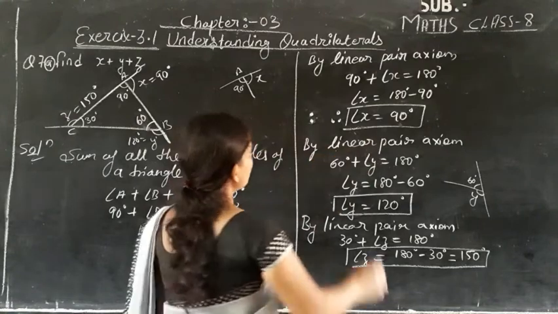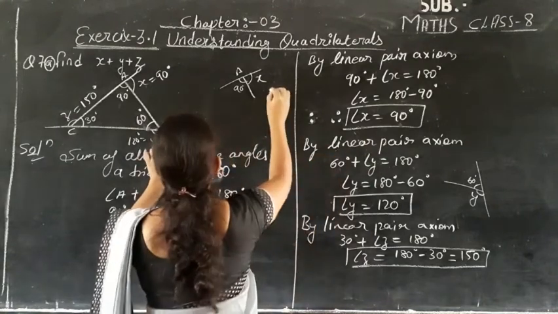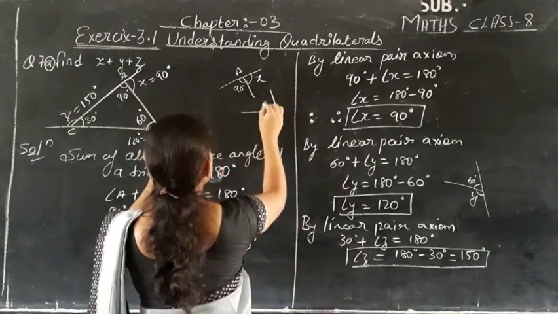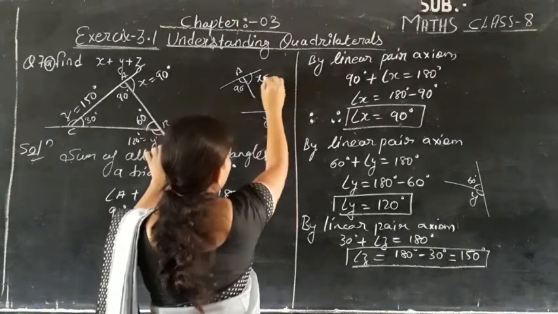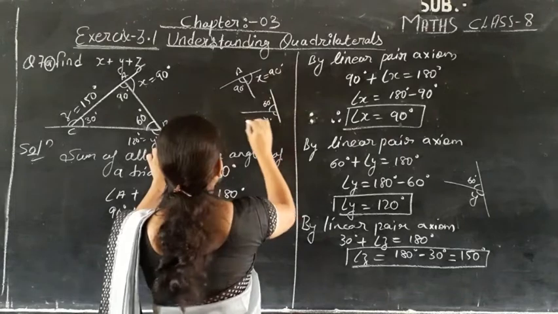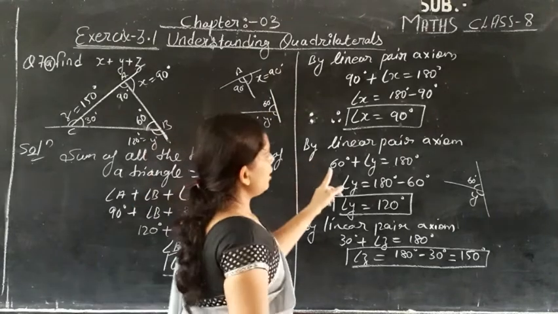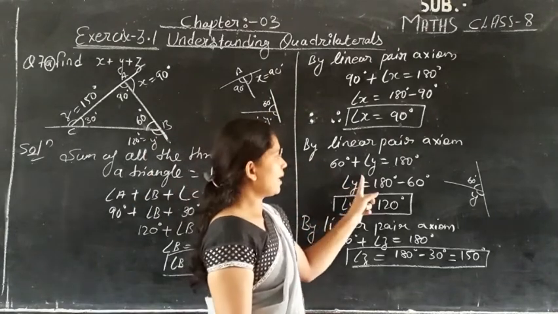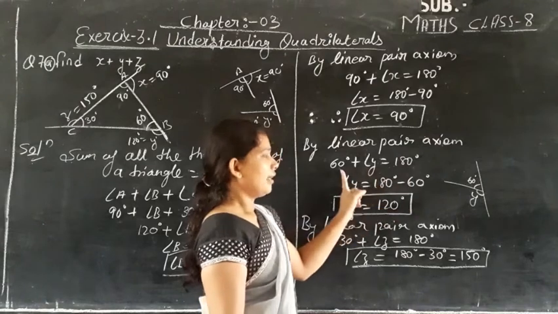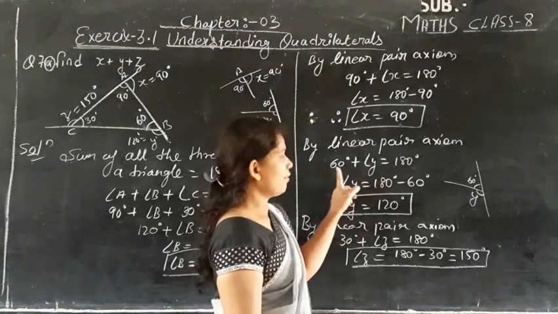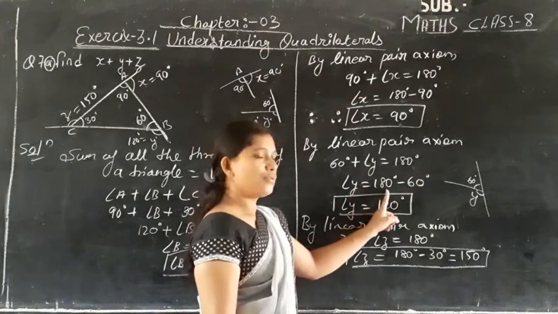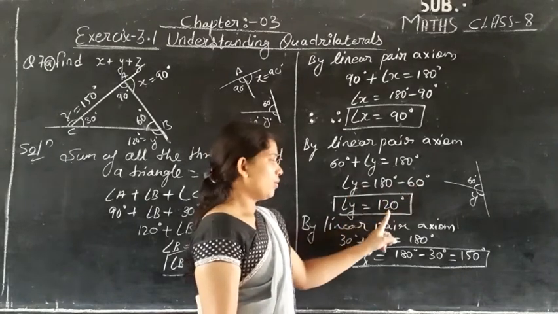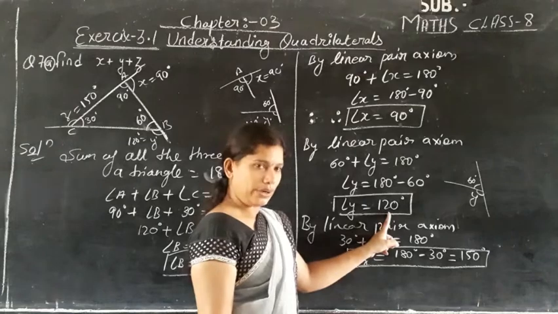Similarly we will do for 60 degrees. So here is a straight line. This one is 60 degrees and this one is angle y. So here we have 120 degrees. Again by the linear pair axiom, 60 degrees plus angle y is equal to 180 degrees. Then we transpose 60 from the left hand side to the right hand side. What does it become? Angle y is equal to 180 degrees minus 60 degrees. So angle y is equal to 120 degrees.